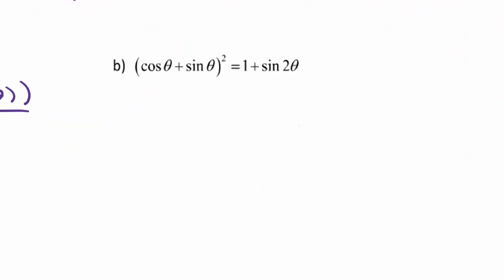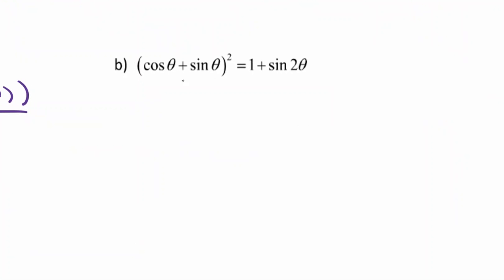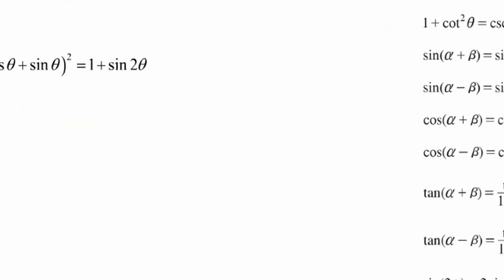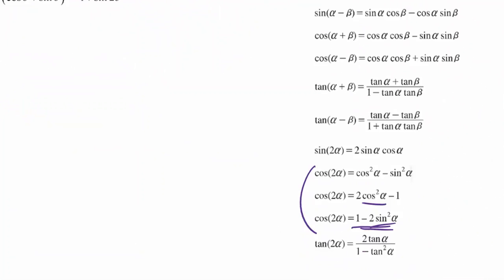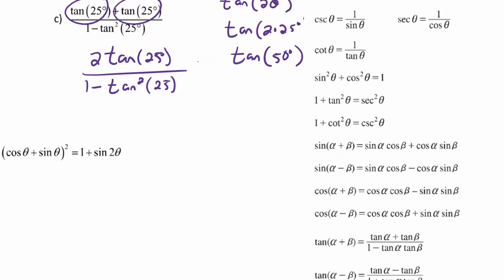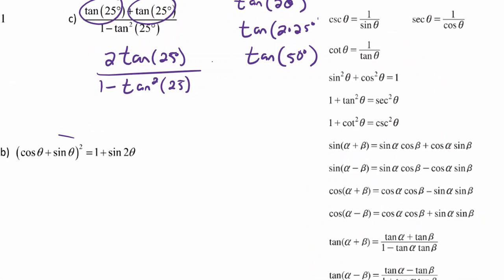Okay, so next one here. So, all right, cos theta plus sine theta, and then it's all squared. And then look over here. I don't really have anything to do with both of these things squared, right? It kind of looks like just our Pythagorean identity, but it's not quite, is it? All right, so I think all we can do here is just expand this thing out.